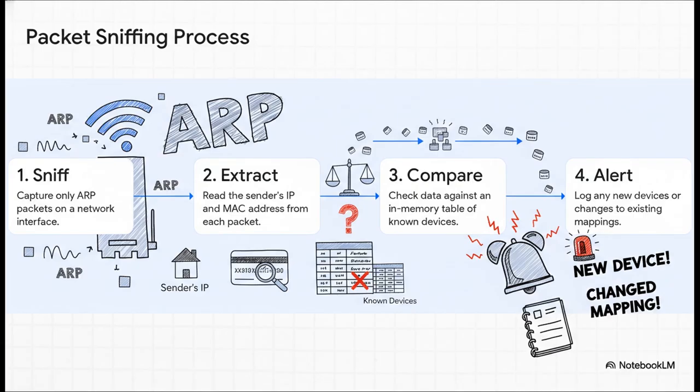First, our script starts sniffing traffic, but it's not trying to drink from a fire hose. It puts on a filter so it only sees ARP packets. Then, from each of those packets, it pulls out the two most important bits of info, the sender's IP and their MAC address. Next, it compares that pair to a little list it keeps in memory of all the devices it's already seen. And finally, if it spots anything new or anything that's changed, boom, it raises an alert.